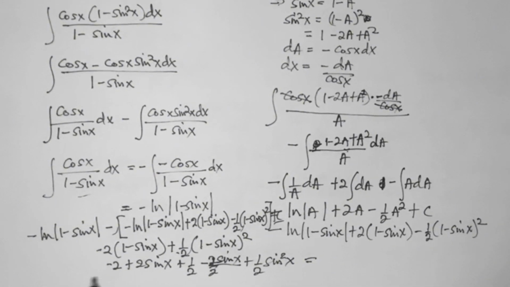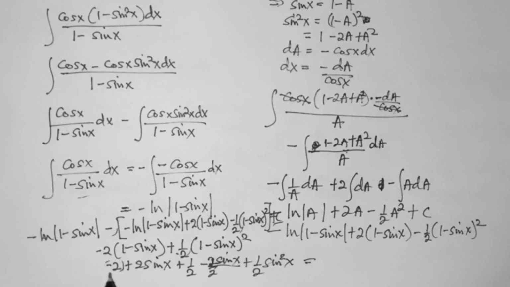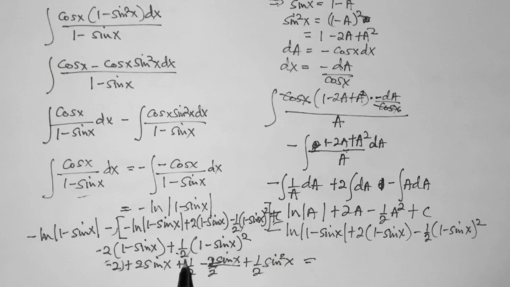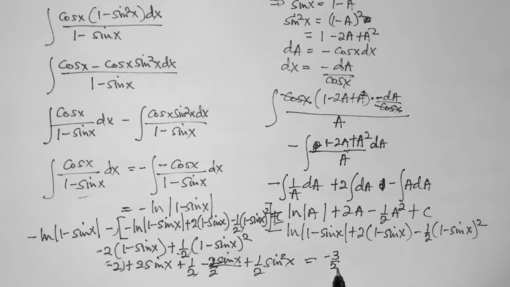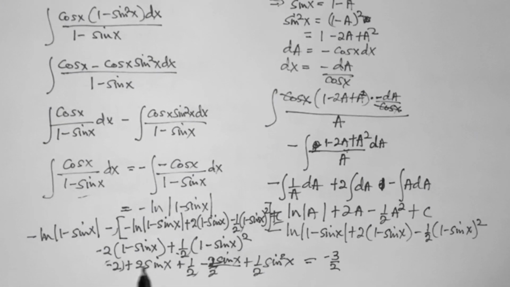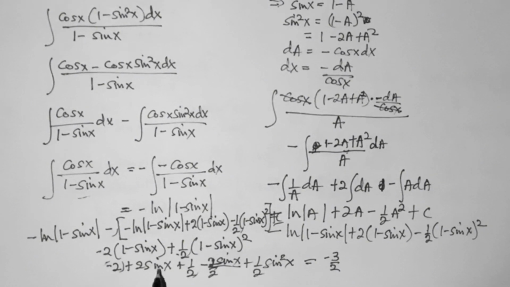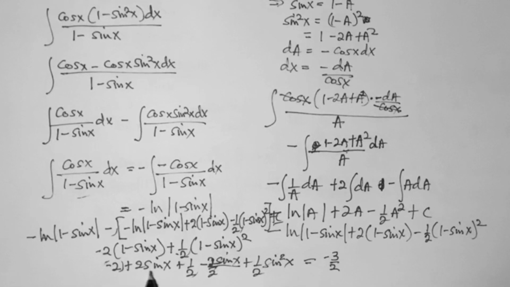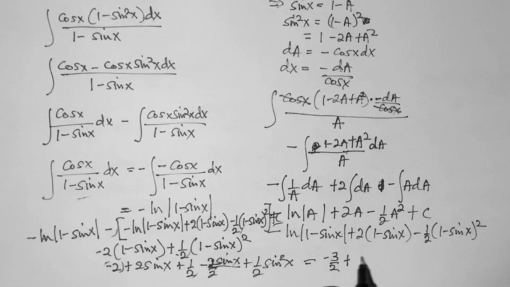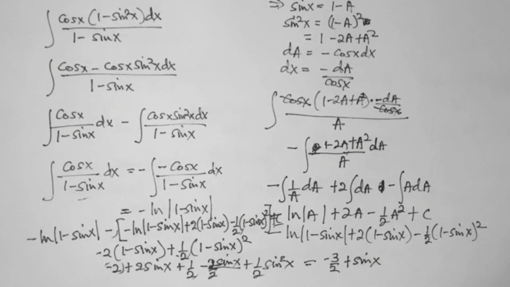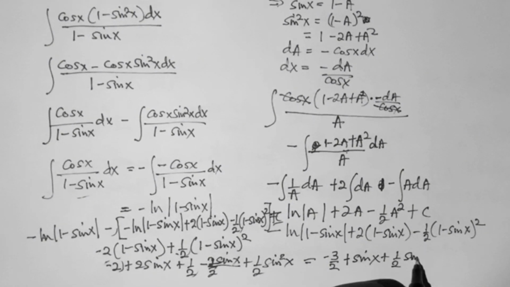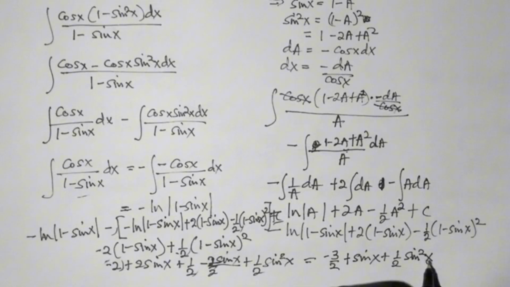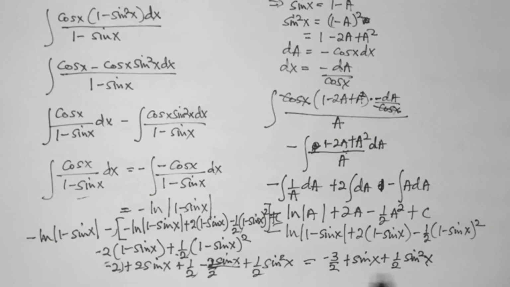So if you continue from here, this is minus 2. Then minus 2 plus half will become minus 3 over 2. And then this is 2 sine x, and 2 sine x minus 2 over 2 sine x is minus sine x. So 2 sine x minus sine x will become plus sine x. Then this is plus half sine squared x. So if we rewrite the answer, plus c.